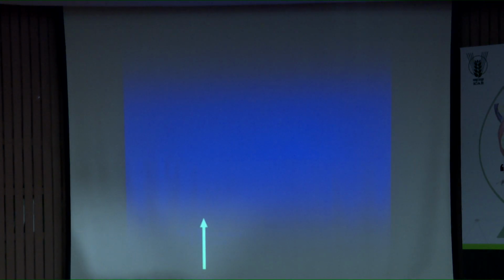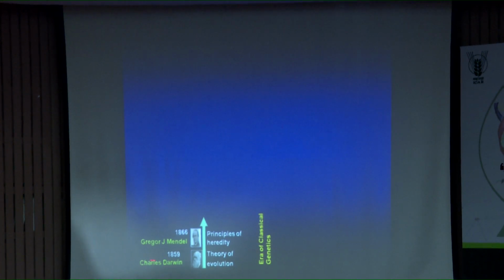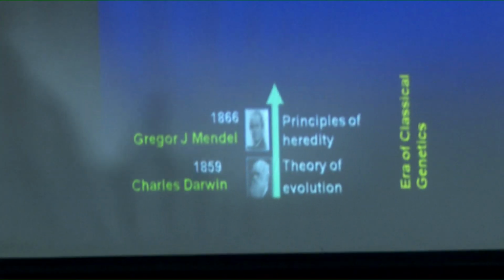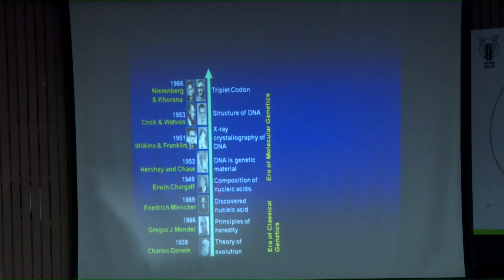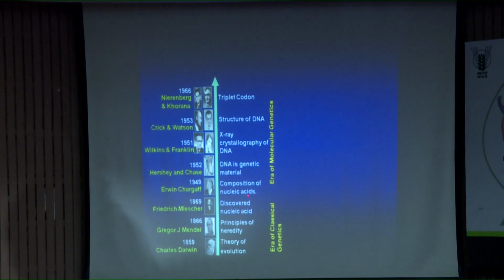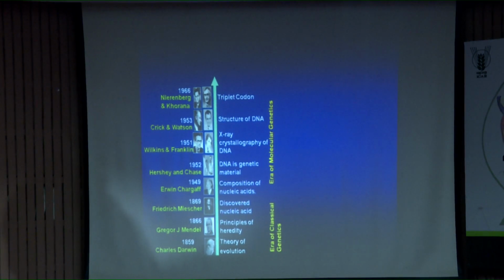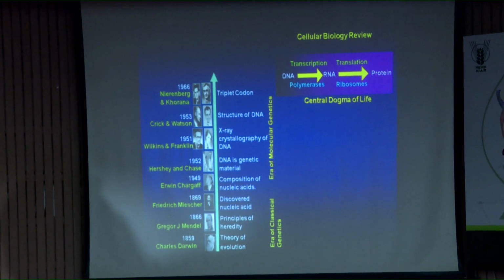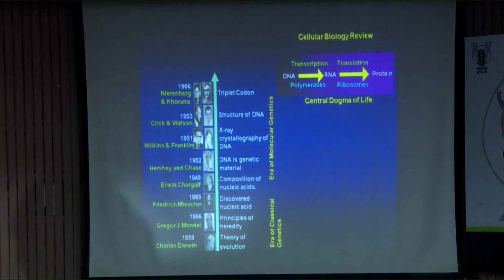If you see the history, there was a time that we call the era of classical genetics. At that time people started thinking about the evolution theory and the principles of heredity, and during this time we were only thinking about classical genetics. Then there was considerable improvement in the subject. The DNA genetic material was established, X-ray crystallography, the structure of DNA, all those things were established, and the triplet codon finally told us how this genetic information is passed, and it was known that information is passed from DNA to RNA to protein.